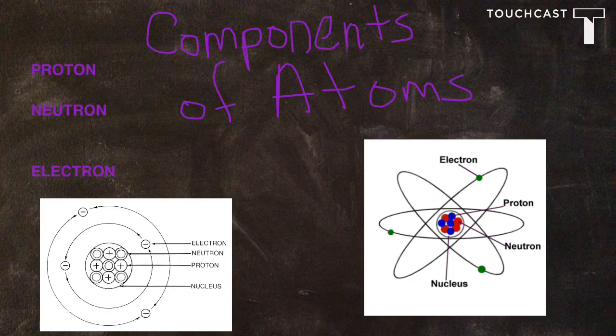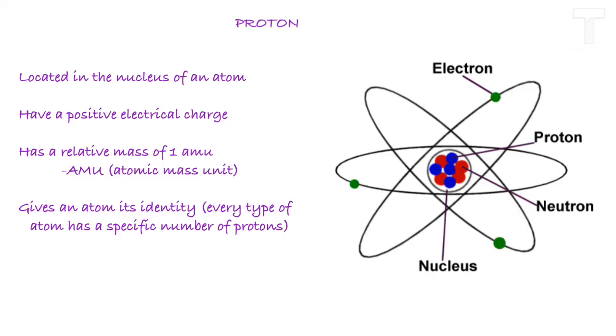Components or parts of an atom include protons, neutrons, and electrons. Better make sure you're drawing your pictures, guys. We will check. Protons are located in the center of the atom, in the nucleus. It has a positive charge, a relative mass of 1 AMU, which means atomic mass unit, and it gives an atom its identity. Every single atom out there has a specific number of protons.